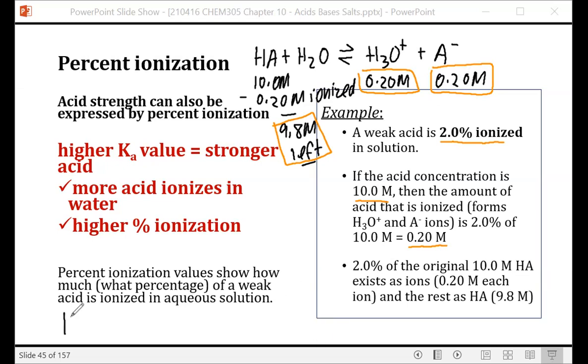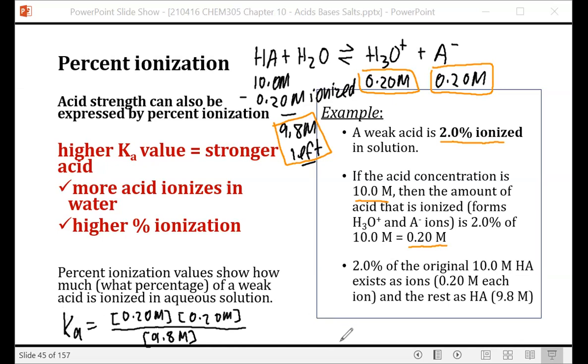Ka for this acid is the concentration of the product. So it'd be the concentration of H3O plus, 0.20 molar, times the concentration of the other product, A minus, so times 0.20 molar, divided by the concentration of the reactants, multiplied by each other. And we don't include water because water is a pure liquid. So our only reactant is the 9.8 molar weak acid that's left after 2% of it is ionized. So times 9.8 molar. And you would multiply the top two together and then divide by the bottom, and that would give you your Ka value.